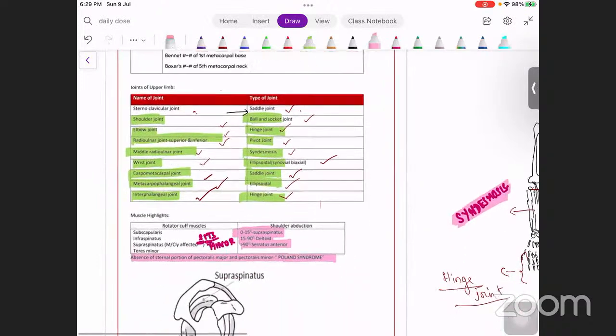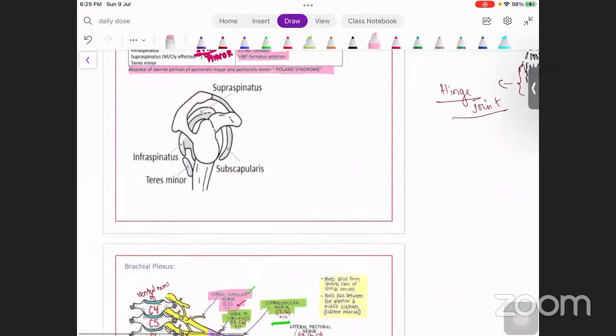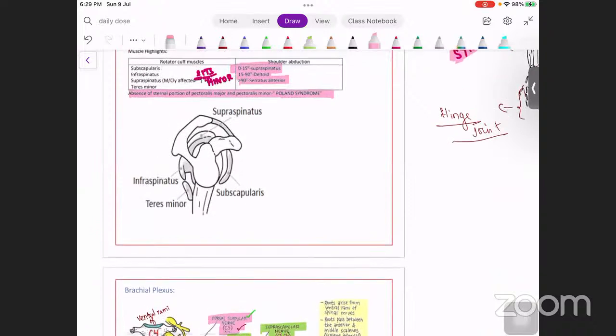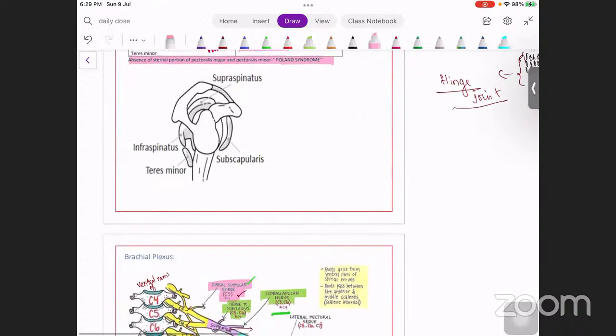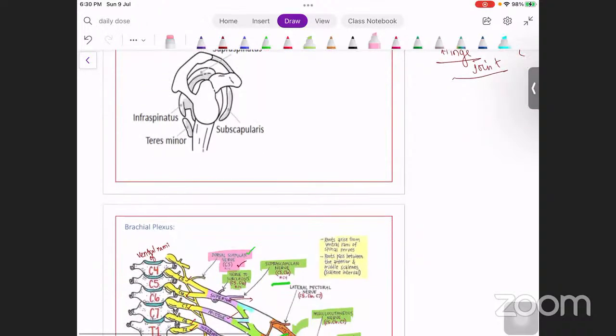And apart from that, you have the rotator cuff muscles: SITS, supraspinatus, infraspinatus, teres minor, subscapularis. Shoulder abduction 0 to 15 degrees is by supraspinatus, 15 to 90 is by deltoid, and more than 90 is by serratus anterior. Okay, absence of the sternal portion of pectoralis major and minor is seen in Poland syndrome.